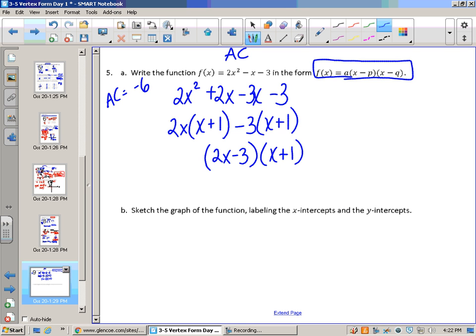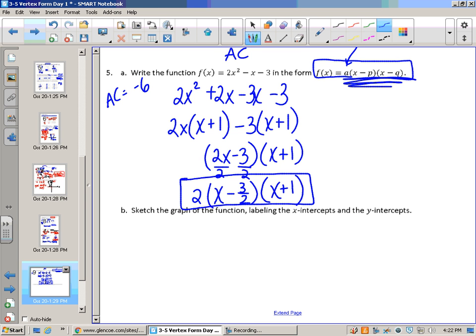I just did the AC method. They want it in this form though, and we don't really have that a out in front. So if I pull this 2 out, dividing this by 2 and this by 2, I now have 2 times x minus 3 over 2, times x plus 1. That would be our f of x equation. Yes, there's a factor, but that's okay.